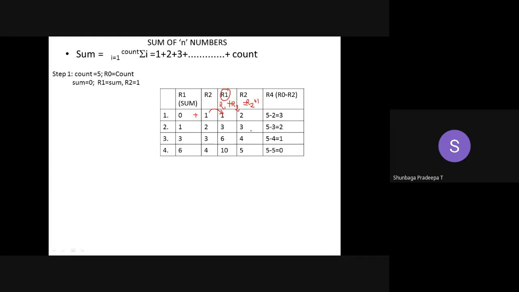Next iteration, what you are doing, still it is not equal to 0. So you are adding, this R1 is now added with 3. Okay, so 3 plus 3 is 6 you are getting. So you have added 1 plus 2 plus 3. Next, take this and perform the operation plus 4. You will be getting 10.